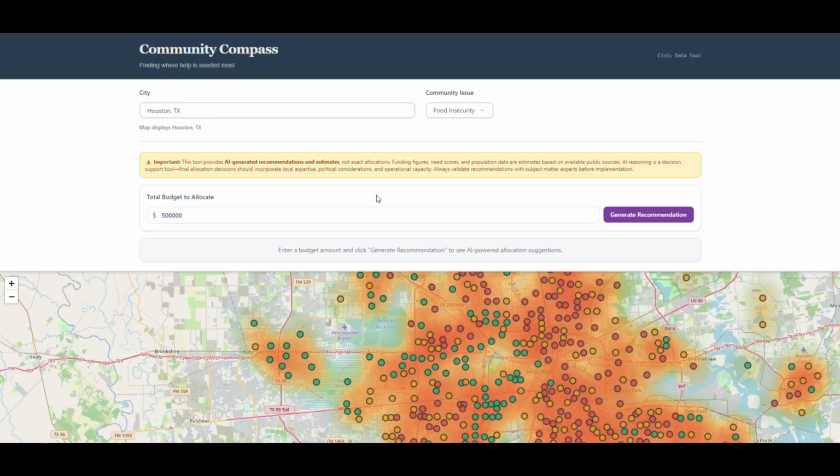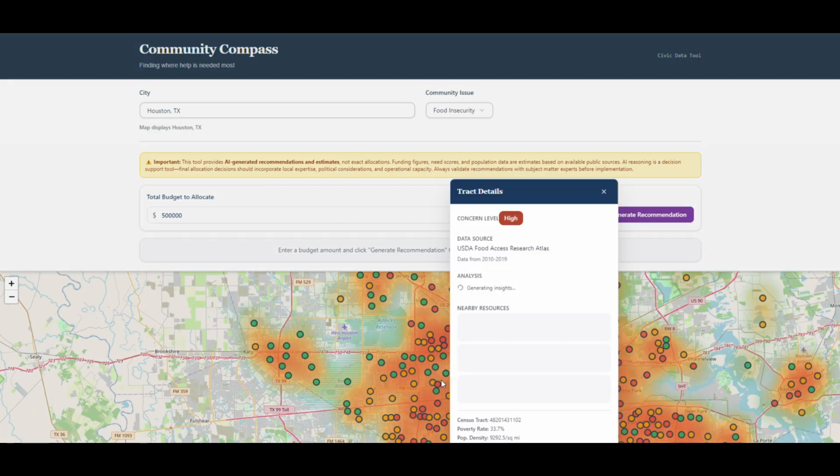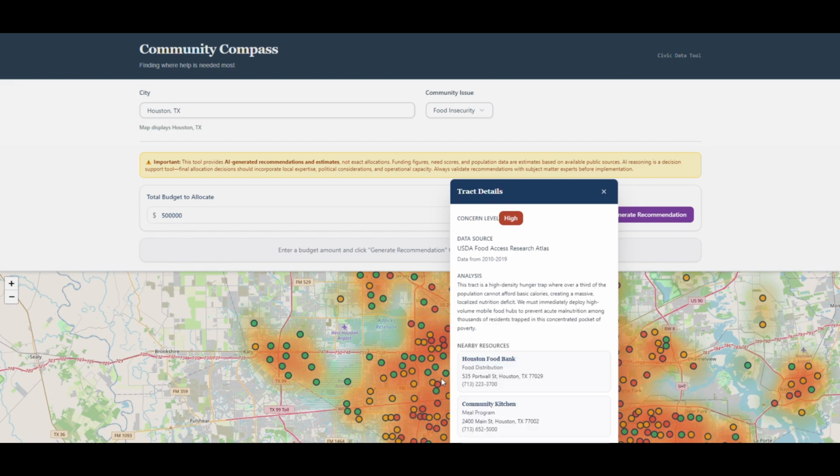This is Community Compass. A coordinator in Houston selects a city, picks food insecurity, and in seconds the map appears. Red means critical need, yellow is moderate, green is low, and in 5 seconds they know more than they would from an hour of spreadsheet work. Click any hotspot and our AI explains why it's flagged: high poverty, limited grocery access, and shows real food banks they can actually send help to.